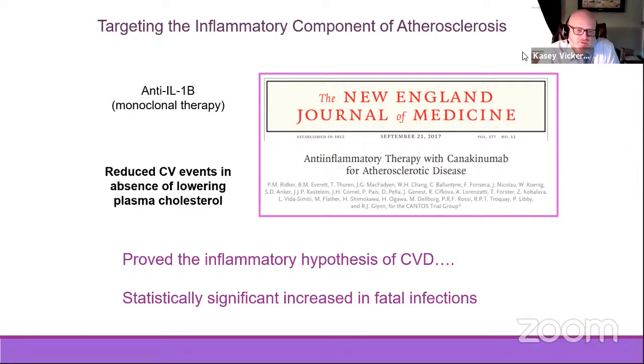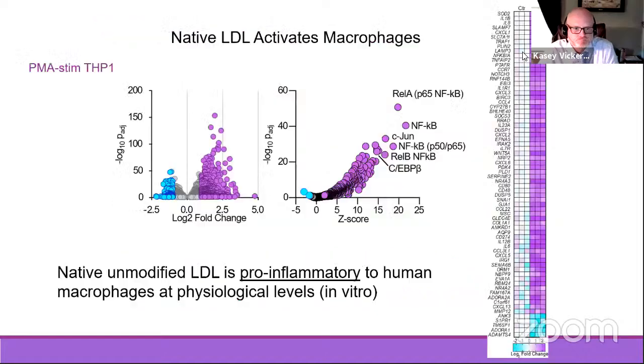But we're also interested in the residual inflammation within this therapy. Of course, the CANTOS trial proved the inflammatory hypothesis of CVD after years of postulation. But the downside to going after cytokines was a statistically significant increase in fatal infections. So instead of going after the cytokines, which we think are downstream of the inflammation, we wanted to start to address some of the upstream stimuli and see if there's anything on LDL that would confer this early stimulation of the inflammation.